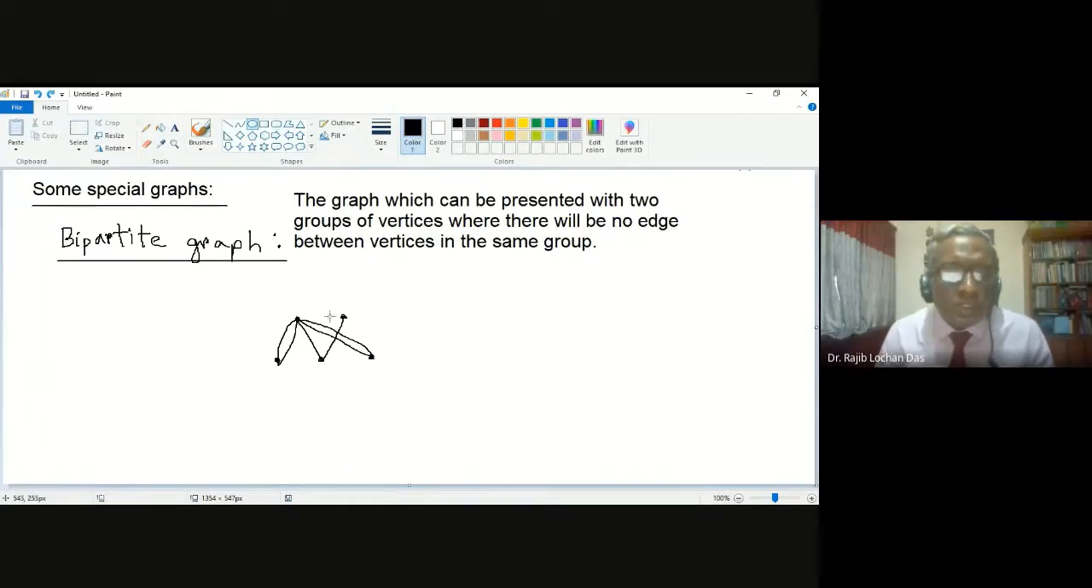So in this case, we see there are 5 points A, B, C, D, E, and 2 points are in one group, 3 points are in the other group. So this is the situation we can call a bipartite graph. Now this graph can also be in a different presentation. Let me just show this, then you will understand.